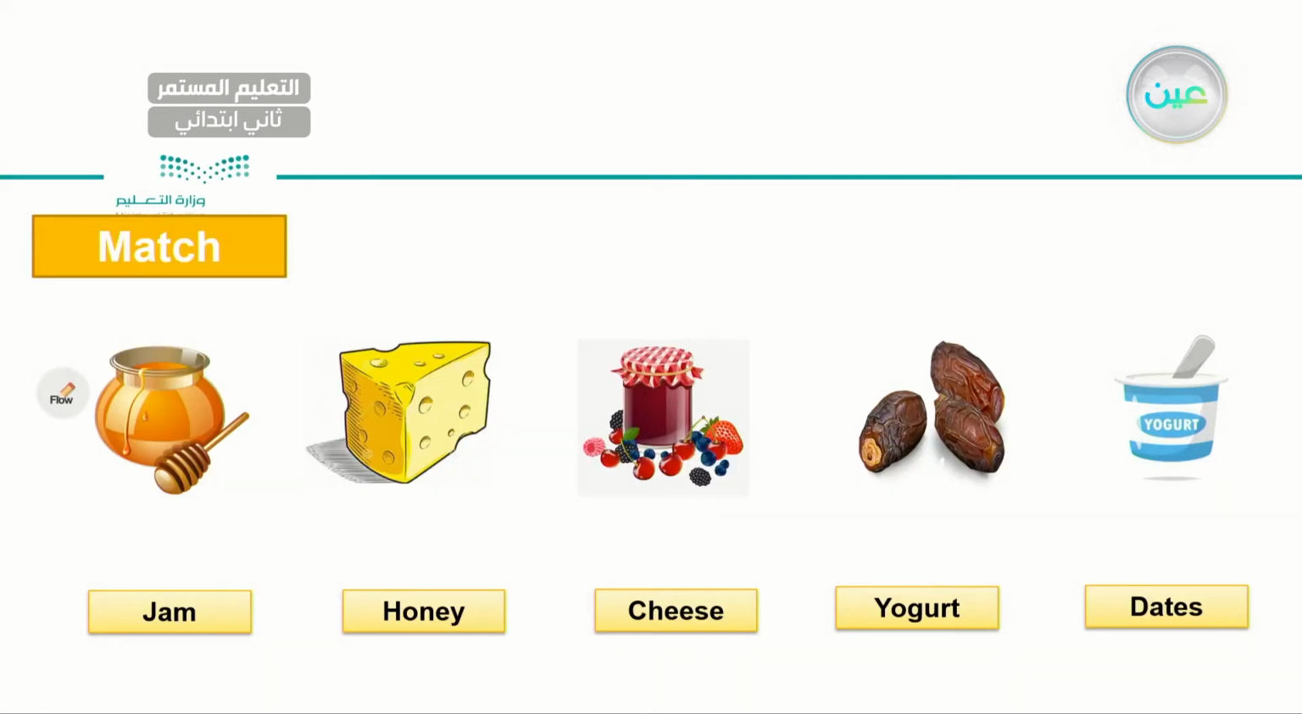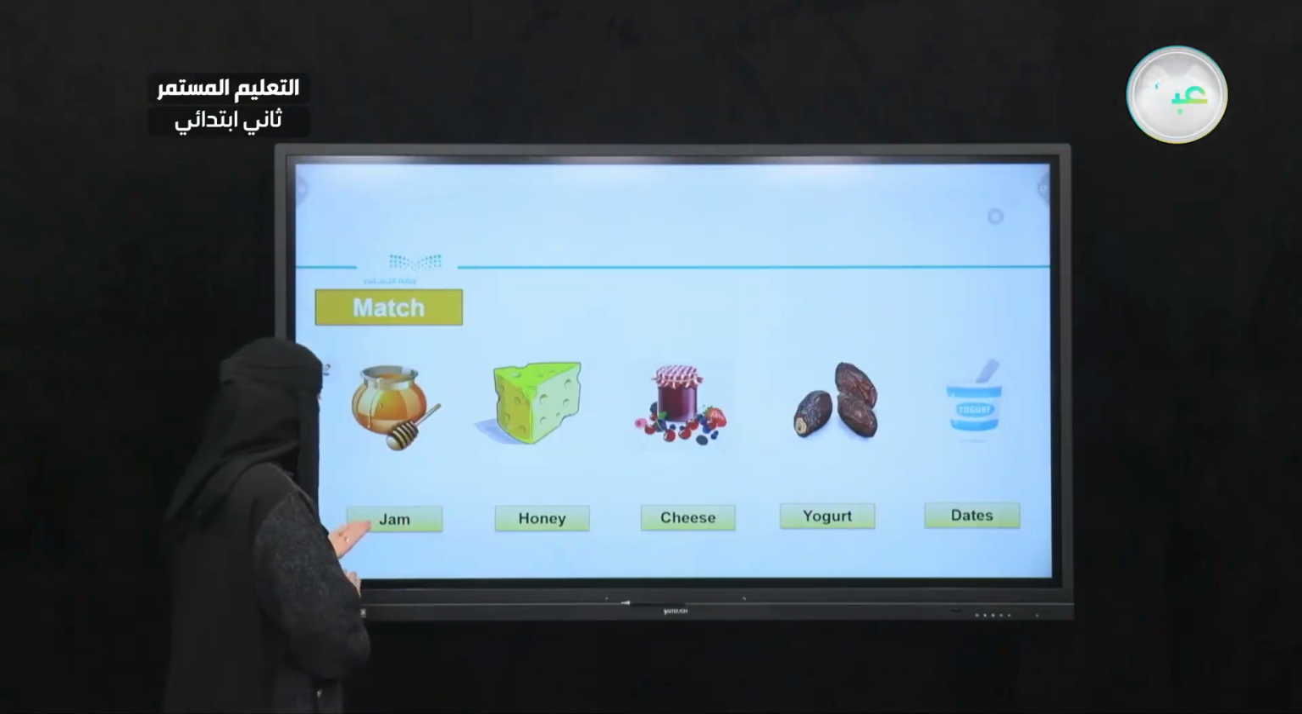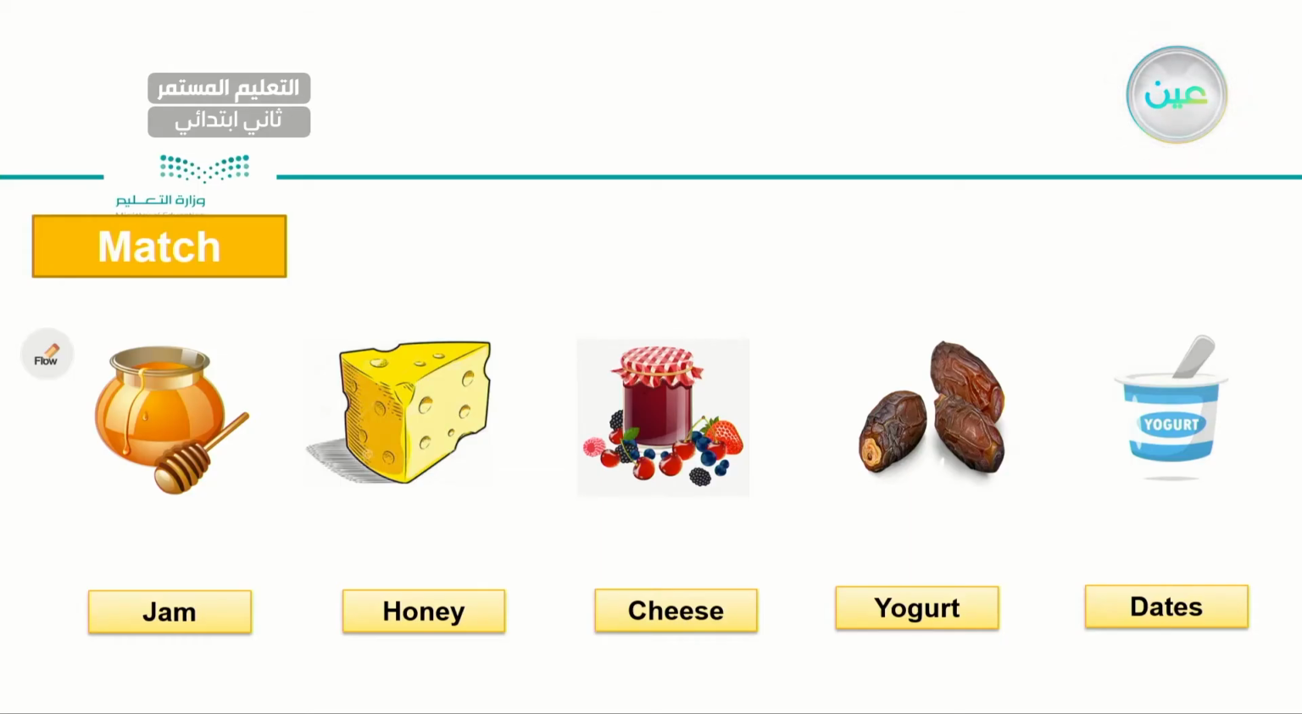Okay, now let's match. Here I have 5 pictures and I have 5 words for you. Let's read the words first. Jam, honey, cheese, yogurt, and dates. What do you think? Let's start with honey. Very good. So here I have honey. There is some honey. Remember, honey is uncountable. How about the next one? The next picture I have, there is cheese. Very good. There is some cheese.